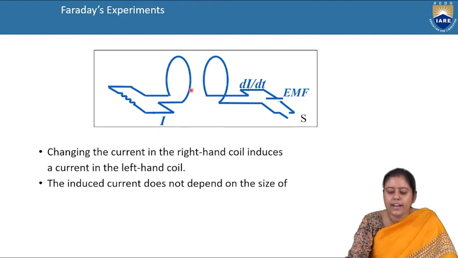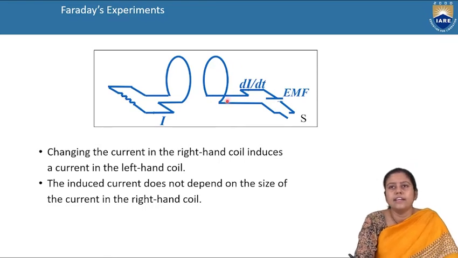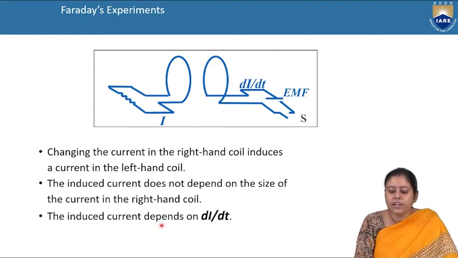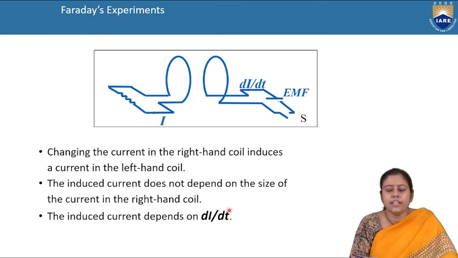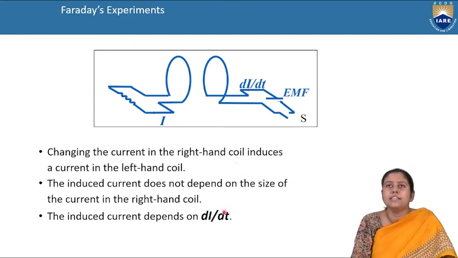The induced current does not depend on the size of the coil on the right hand. The induced current depends on di/dt, because we know that due to the change in current, flux will change. So di/dt is the same as dφ/dt. When there is a rate of change of current, we have just discussed inductance in the previous lecture. So if we change di/dt, what will happen? It will induce some EMF.